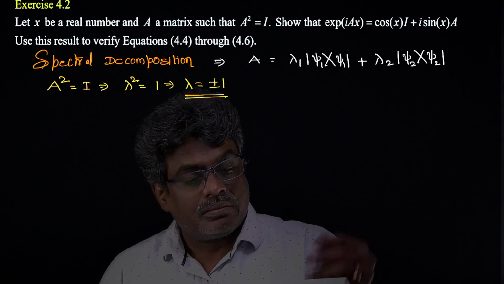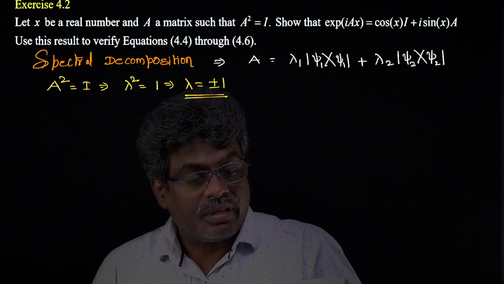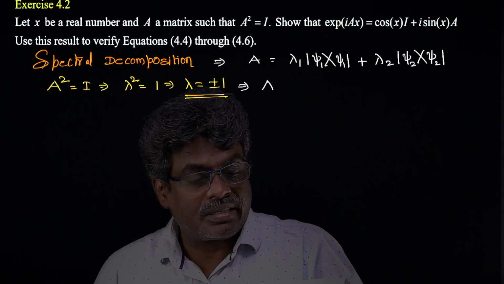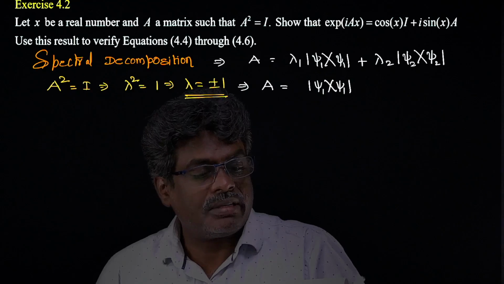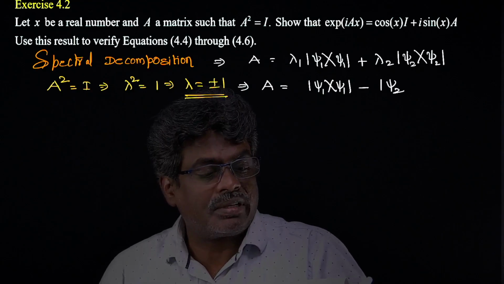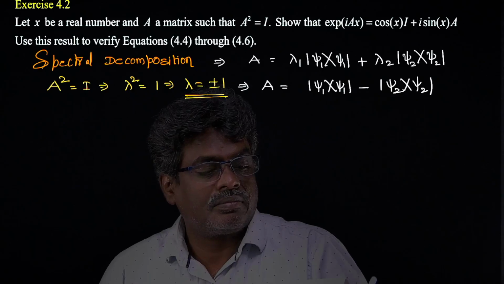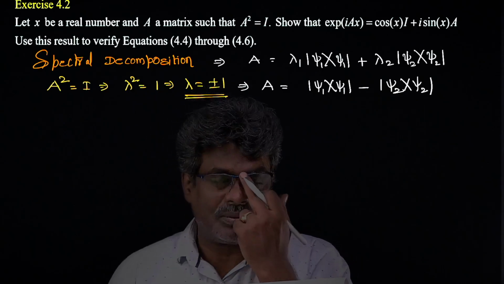According to this, I can write the given matrix A as the outer product of psi 1 minus the outer product of psi 2, because we got the eigenvalues plus or minus 1.